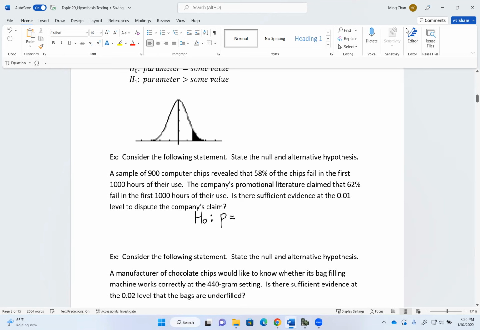So for the population proportion, what they are saying is 62%, so that's 0.62. All right. The null hypothesis always contains an equal sign. For the alternative hypothesis, what we are saying is there is sufficient evidence to dispute, which is not equal to 62%.